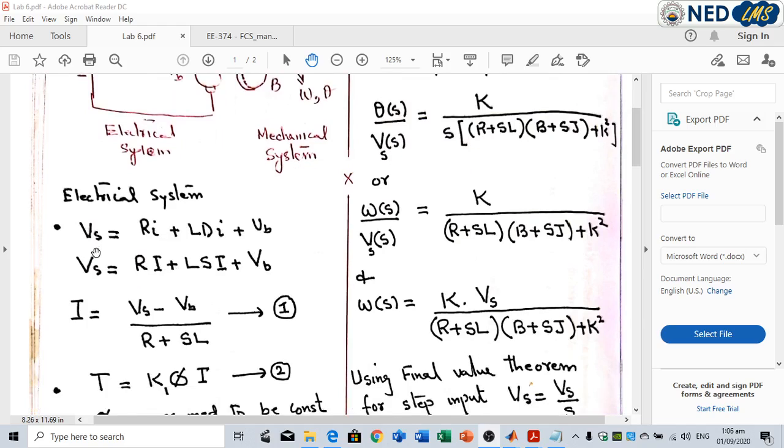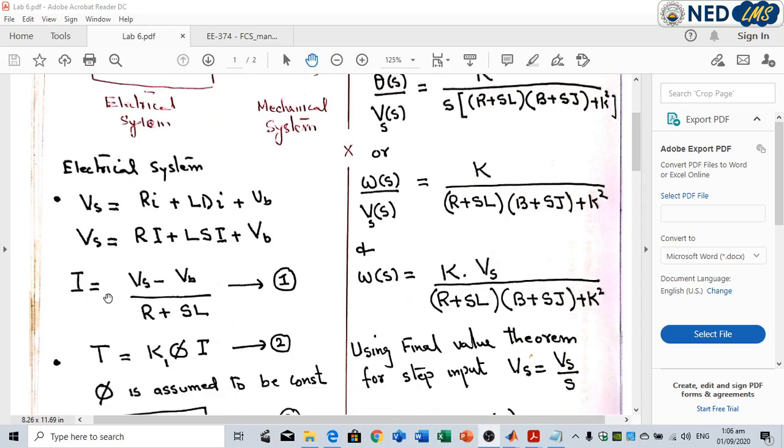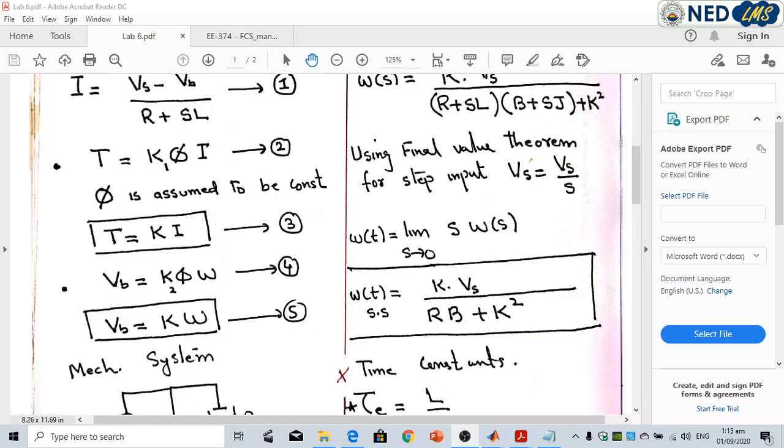Here we go. Simply write down the KVL. Vs is equal to Ri plus L di/dt plus Vb. This is the Laplace transformation of the above equation. Solving for the armature current, this would be equal to (Vs minus Vb) divided by (R plus sL).